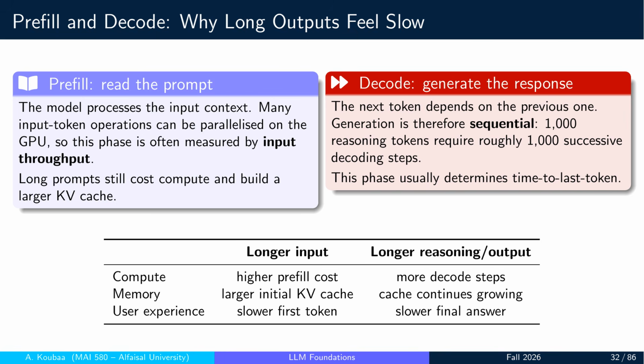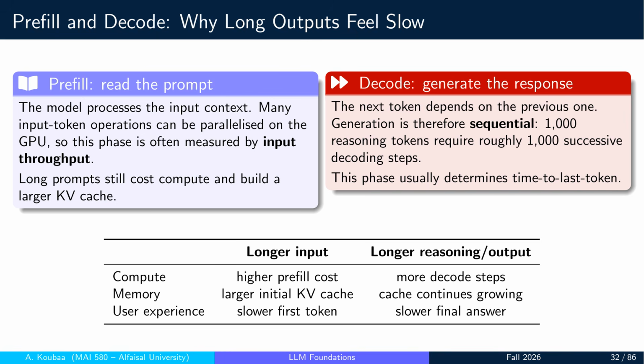Now, the right column. Decode generates the response. The next token depends on the previous one, so generation is sequential. 1,000 reasoning tokens require roughly 1,000 successive decoding steps. This phase usually determines the time to the last token.